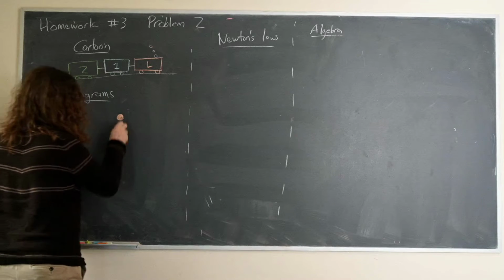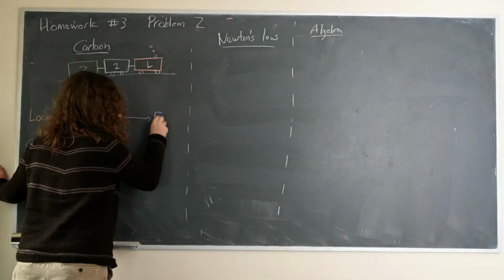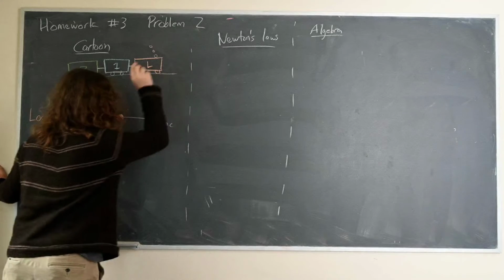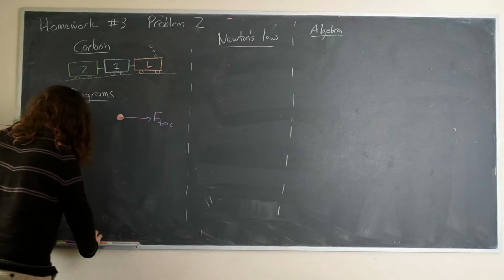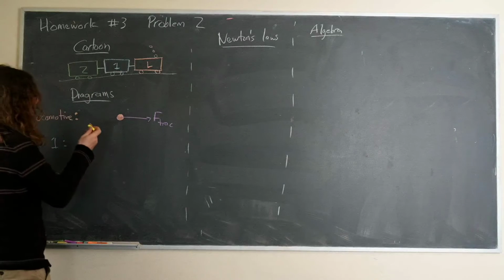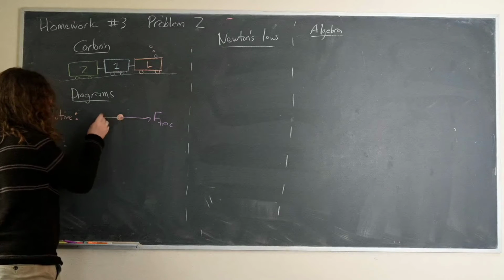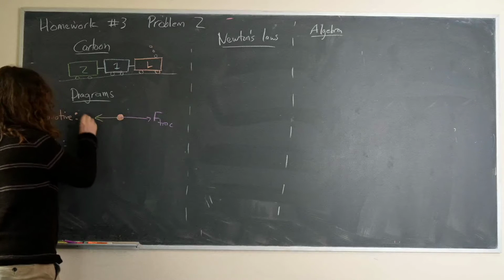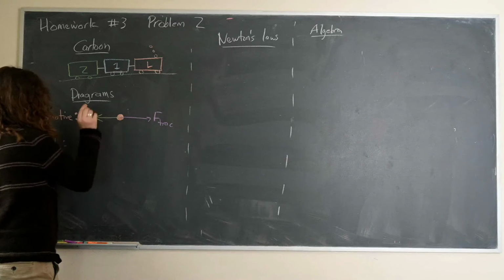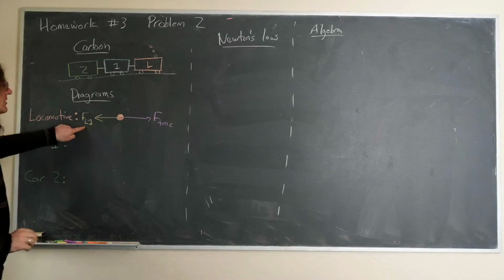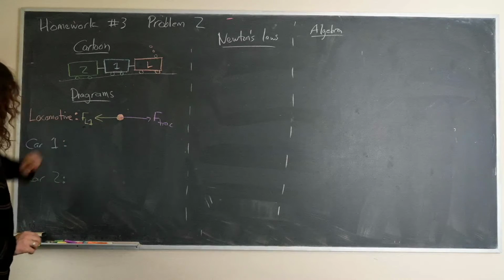All right, here's the locomotive. It is being pulled forward by the traction from its wheels. Remember, they're being turned by the engine. And it's being pulled backwards, use yellow for this, by the force on the locomotive from car 1. So that notation means force on locomotive from car 1.